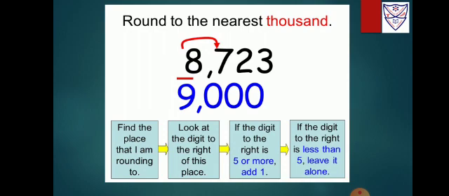So what is the rule we have followed here also? Find the place that I am rounding to. Look at the digit to the right of this place. If the digit to the right is 5 or more, add 1. If the digit to the right is less than 5, leave it alone.